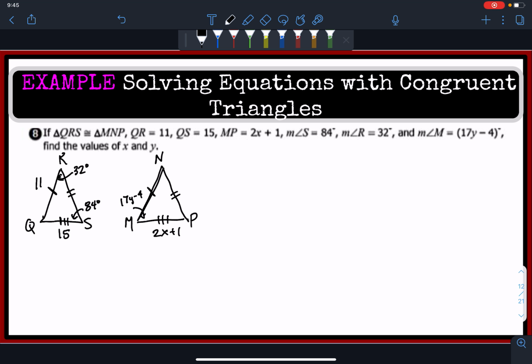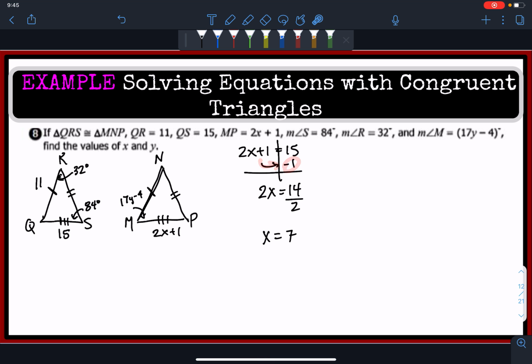So we can figure out the value of x because these two sides are congruent, they're equal to each other. So 2x plus 1 is equal to 15. So moving the 1 to the other side, that would subtract it, and 2x would equal 14. We divide by 2, and x is equal to 7. Now remember, opposite side, opposite sign.